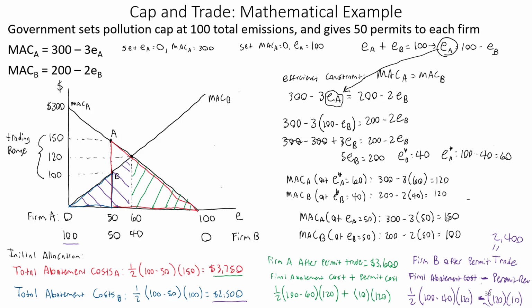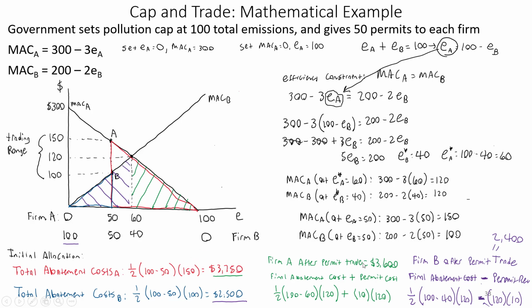Again, for the initial allocation, you just have to figure out the total abatement cost, right? That rule hasn't changed since Chapter 5. It is just the total abatement cost, just the area under the marginal abatement cost curve at that initial number of permits. Right, so just be able to do that for each firm.